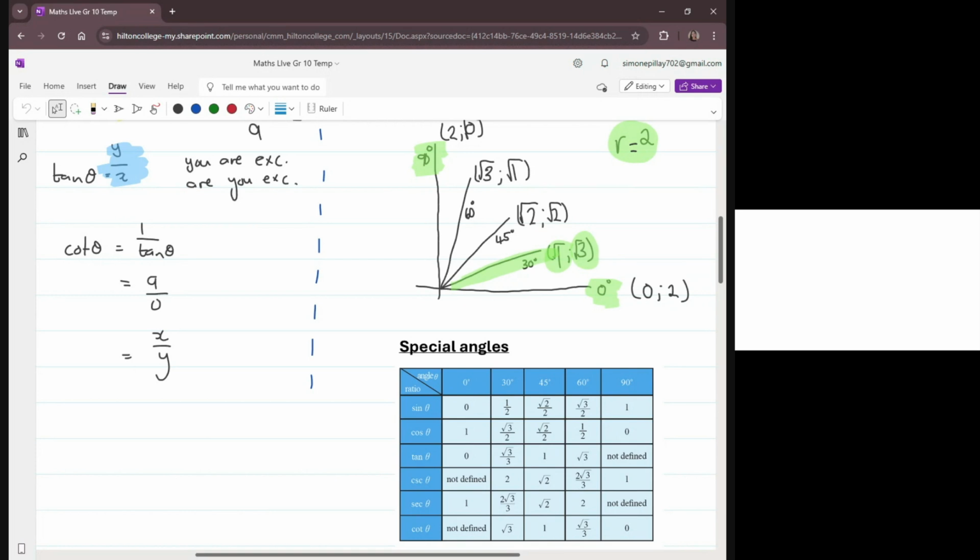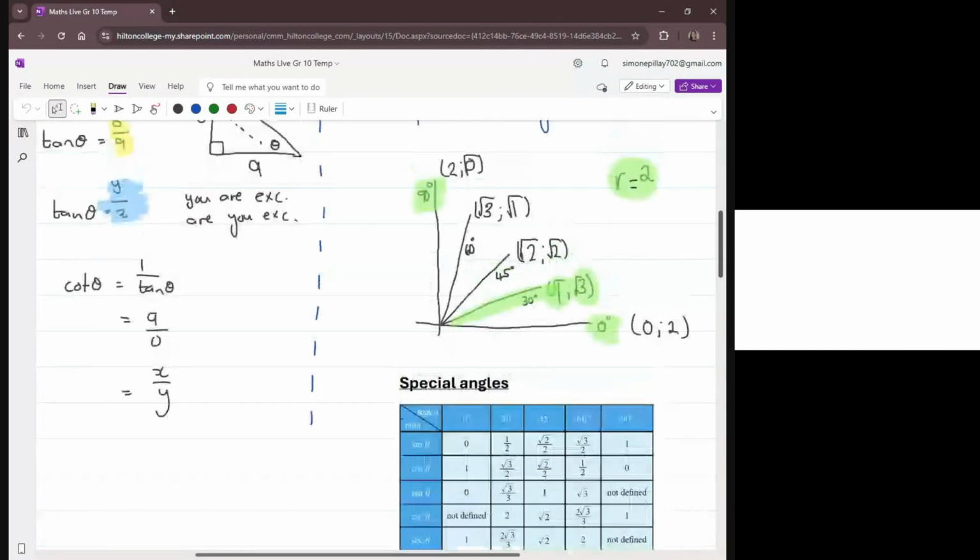O is gonna be, I don't know what it is that I'm looking at. Oh, I did it the wrong way around. Okay. Let us do this again.